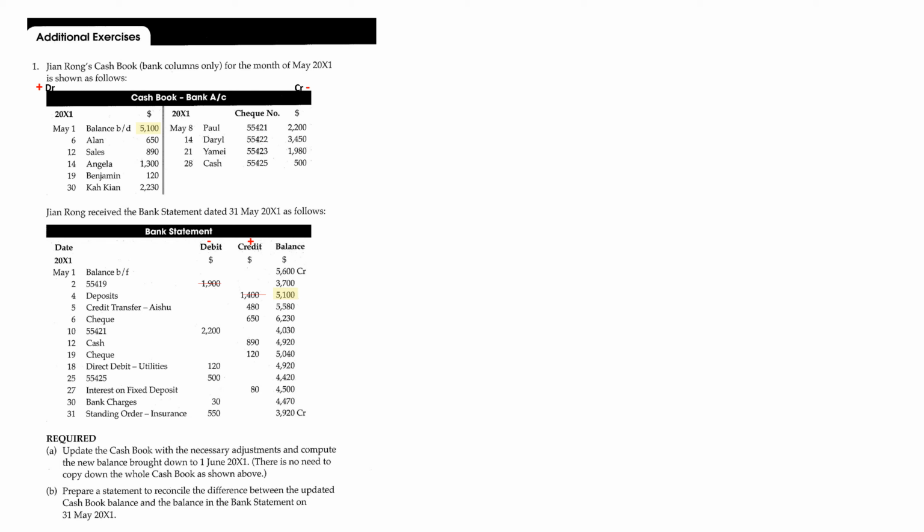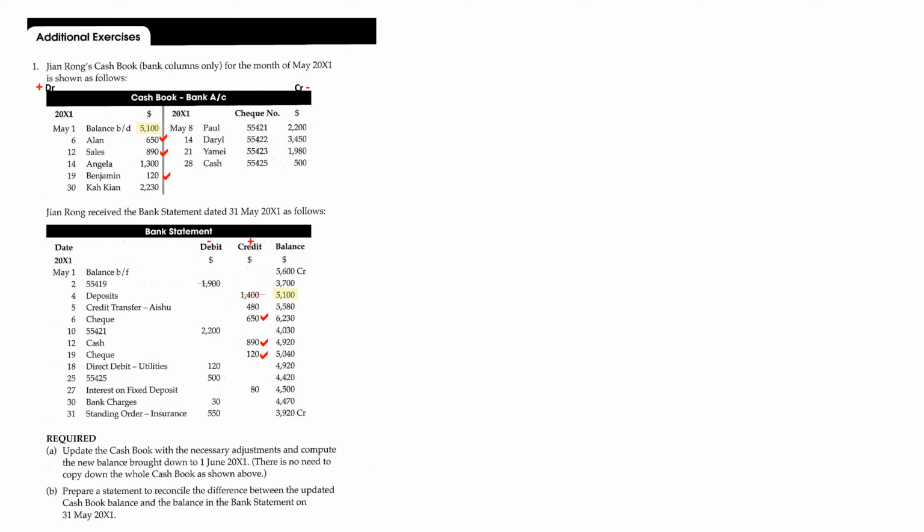Next, you have to compare the debit side of the cash book with the credit side of the bank statement, and then you take the items that are similar. At 90, at 90, and then this one 120, and then this one 120.